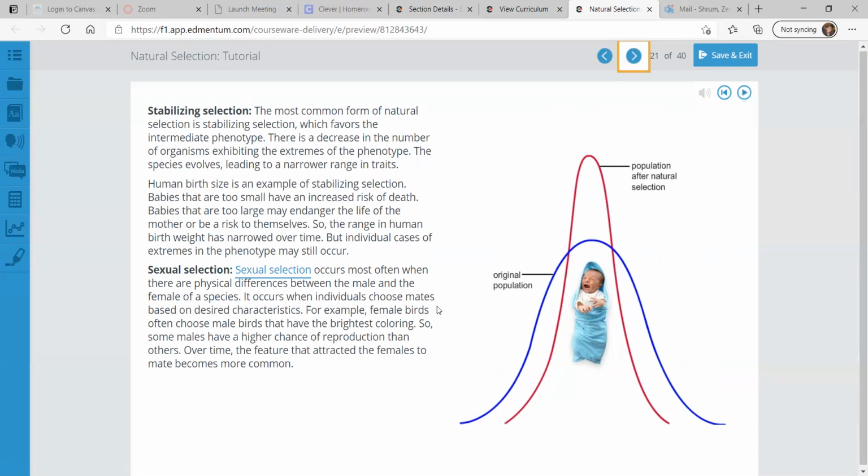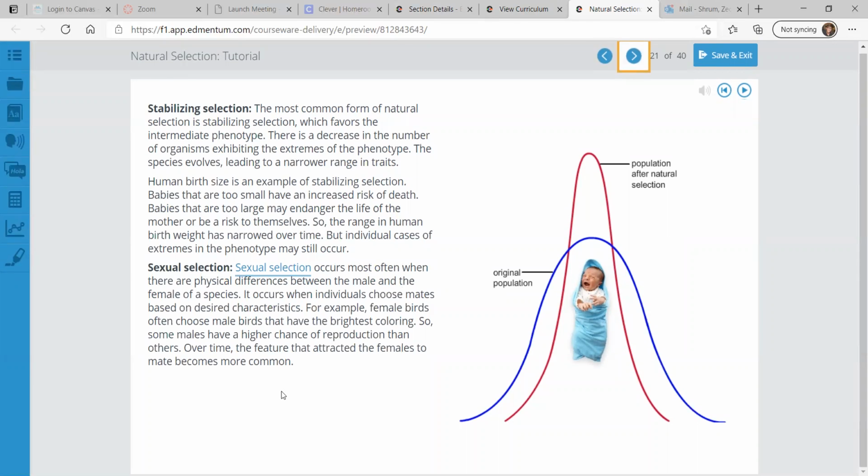But individual cases of extremes in the phenotype may still occur. You still do get a baby that is extremely small down here and a baby that is extremely large down here. But for the most part, it has stabilized between those two extremes.